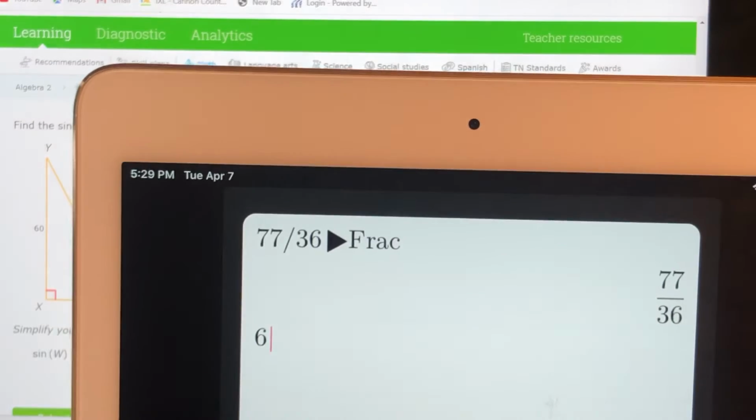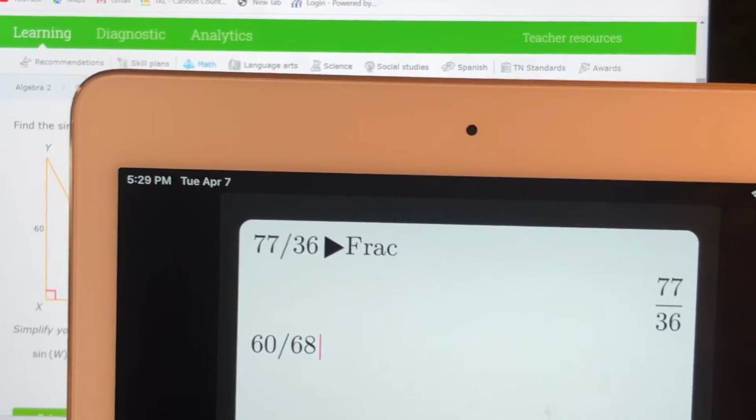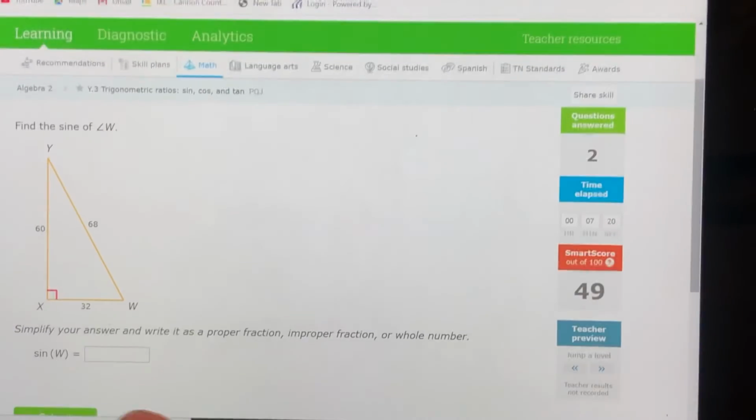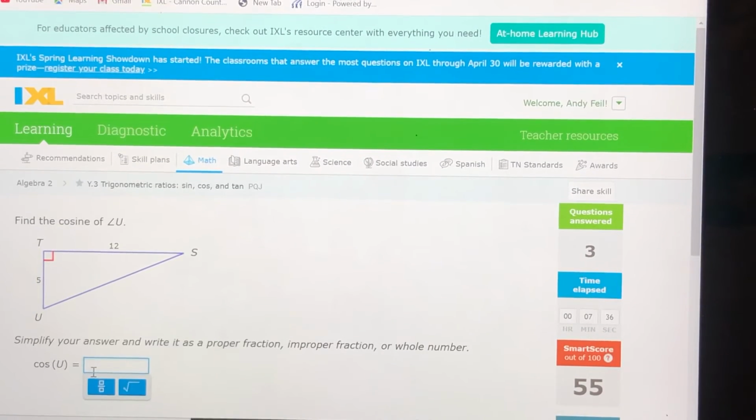So if you want to use your calculator to reduce that, certainly you can, but you can probably do that one on paper pretty easily. But 60 divided by 68 reduces to 15/17. So if you're going to do the IXL, or if this was a test, you would want to type in 15/17, because you don't want to type in something that's not reduced, that's all. Correct. All right. Find the cosine of angle U.